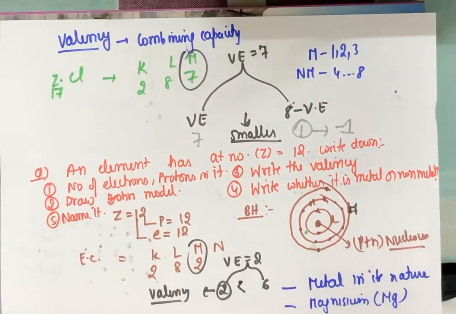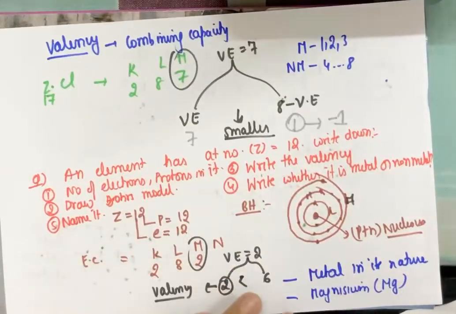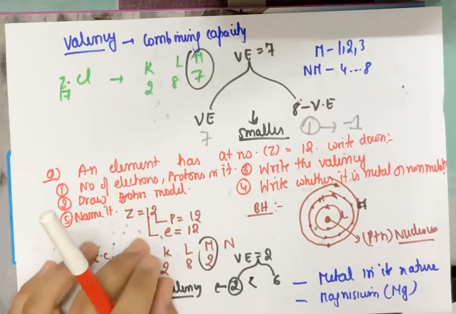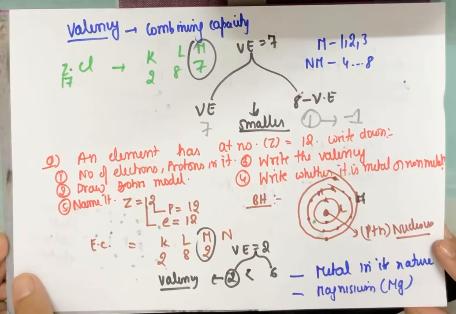Fine. So this was all about the Bohr's model and its construction. This was about it, and after that we have understood how to write the valency and get some information of valency from electronic configuration and the Bohr's atomic model. Okay, so that was all about this.